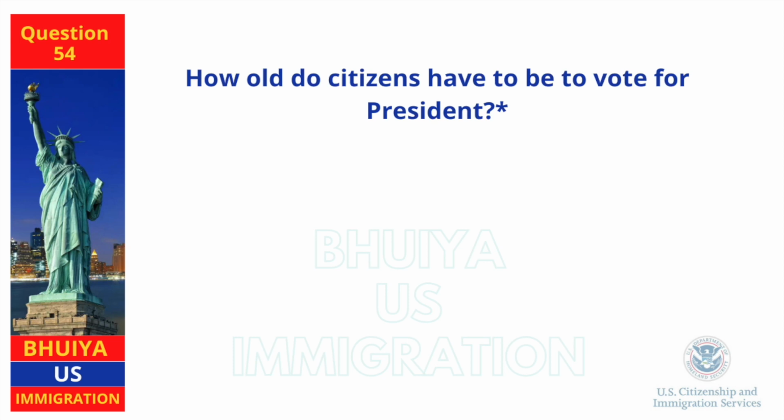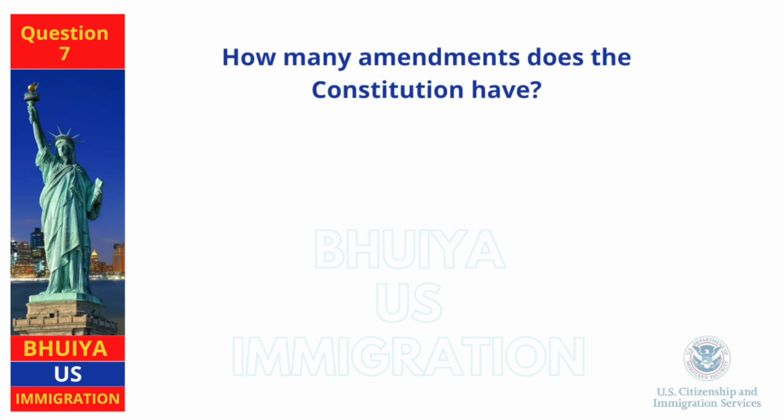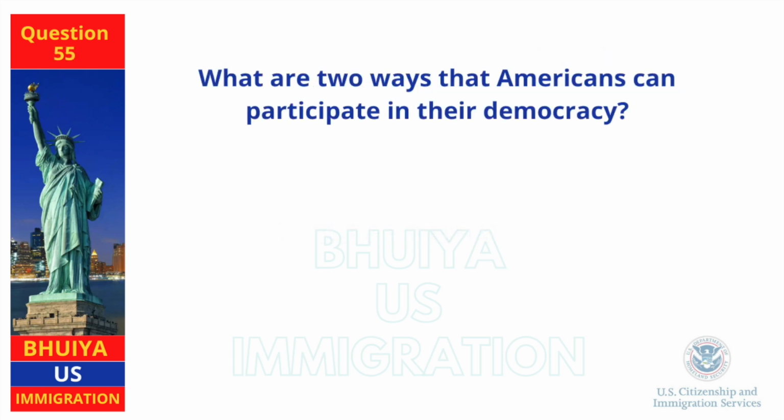How old do citizens have to be to vote for president? 18 and older. How many amendments does the Constitution have? 27. What are two ways that Americans can participate in their democracy? Vote, join a political party.